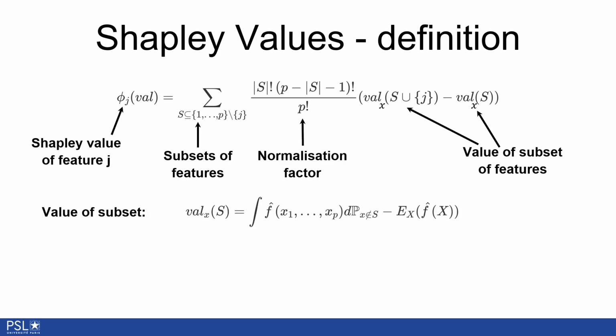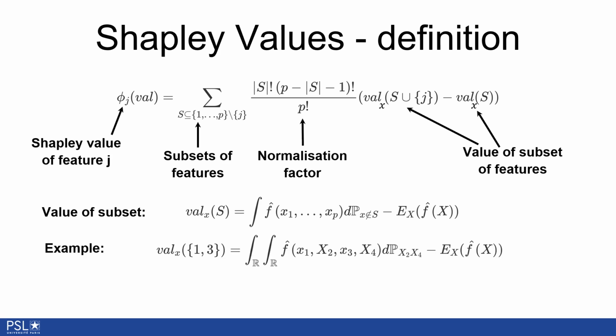Now, what is the value of a subset S? It is the output of our black box model F applied on the values of features in the subset S and marginalized over all features not present in S, to which we then remove the overall average output of the model. For example, if we look at the subset S consisting of features 1 and 3, the values of features 1 and 3 are fixed to their values in the instance we are considering, indicated as small x1 and small x3, and the values over features 2 and 4 are integrated over.